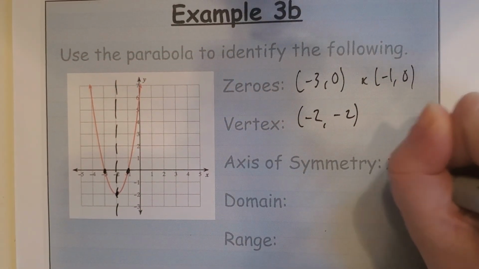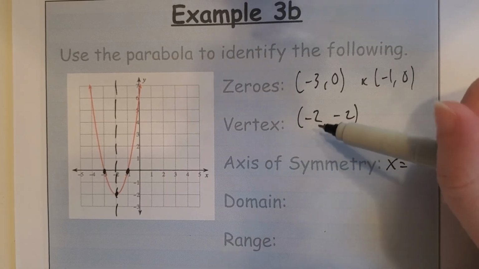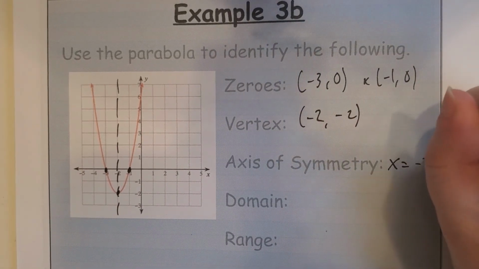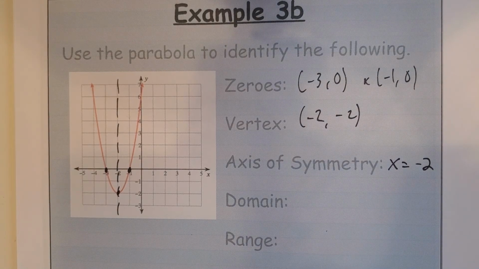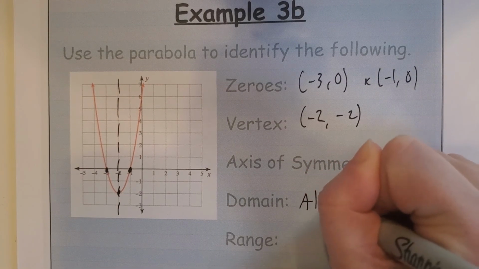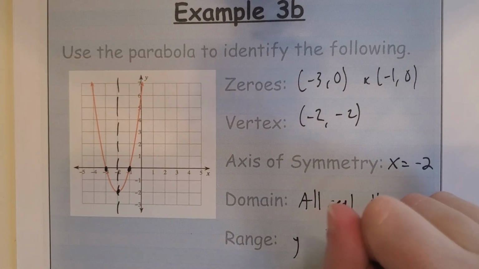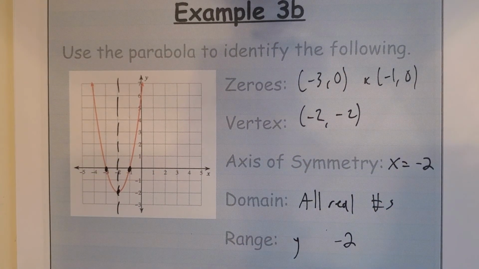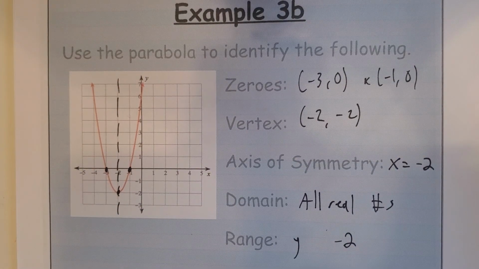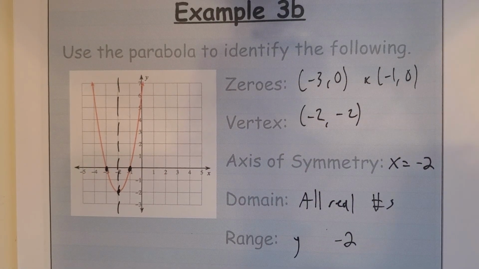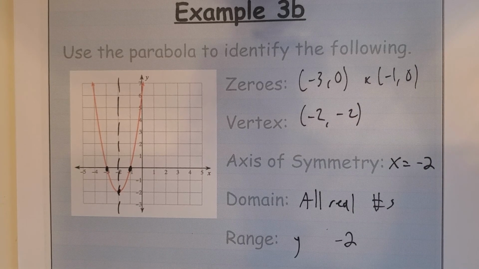It's a vertical line, so its equation is x equals whatever the x value of your vertex is. It's -2. Domain, we're not given any other specification, so we can say it's all real numbers. That's easy. And range. Range deals with the y. It deals with whatever the y value of your vertex is, which is also -2. And then the rest of it goes into which direction the parabola opens. So since it opens up, again, all the y values are going to be bigger than that -2 on the vertex.